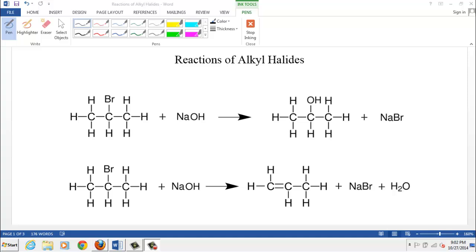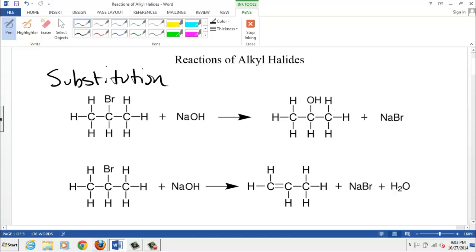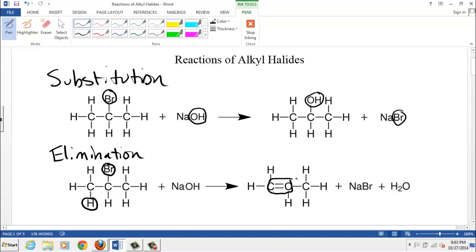Okay, let's talk about reactions of alkyl halides. In general, there's two categories of reactions that can happen. There's substitution, like this one shown here, where a bromine is substituting with the hydroxide ion. And there's elimination. And that's where the bromine and an adjacent hydrogen are eliminated to form an alkene.